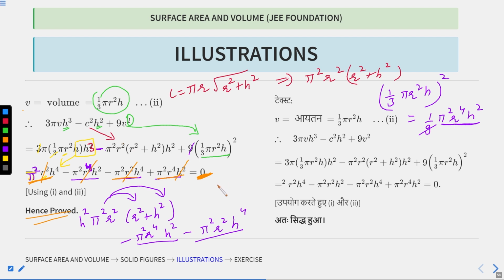I hope you have a clear idea of how we used all of the formulas and what relationships we used when we used volume, when we used curved surface area, etc. And I hope you recall all the formulas for cuboid, cylinder, cube, sphere, and so on.